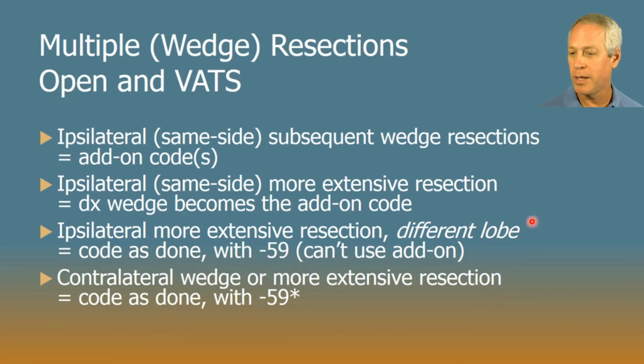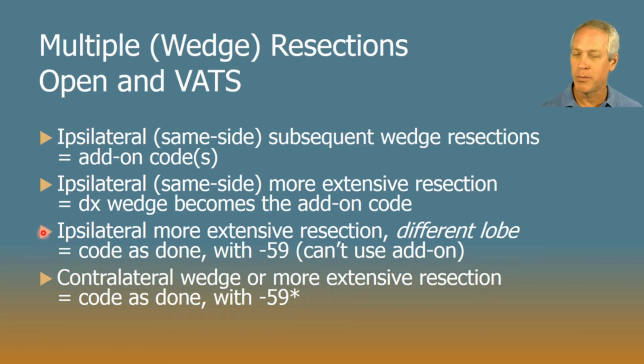So an ipsilateral, same side, subsequent wedge resection, that's the add-on additional wedge resection code. Okay, that's pretty straightforward. Then we have the same side, more extensive resection on the basis of a diagnostic wedge resection. So that's the one, remember, where you flip it around and the more extensive resection becomes the primary CPT code. And that diagnostic wedge resection that came first chronologically now becomes an add-on code to the main CPT. So that's important to note.